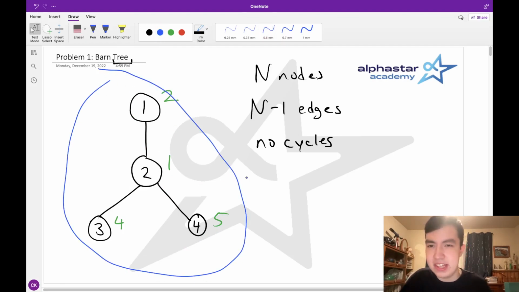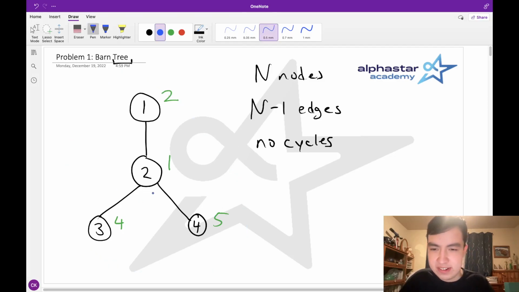So tree DP is a really convenient way of solving tree problems, because it's very simple to write as well. Essentially, you just make a recursive algorithm that recursively solves the problem for every subtree of a node. So for instance, if we're at node 2, then you can recursively solve it for node 3, and for node 4, and then go back to node 2 to combine the solutions.